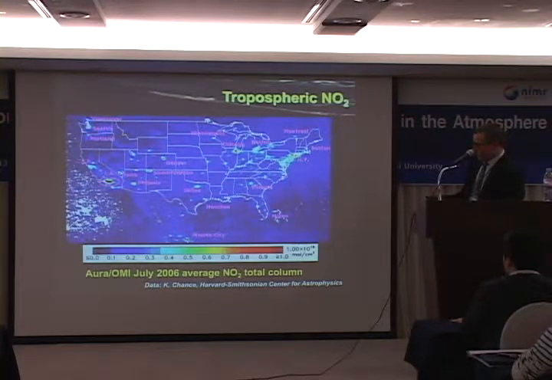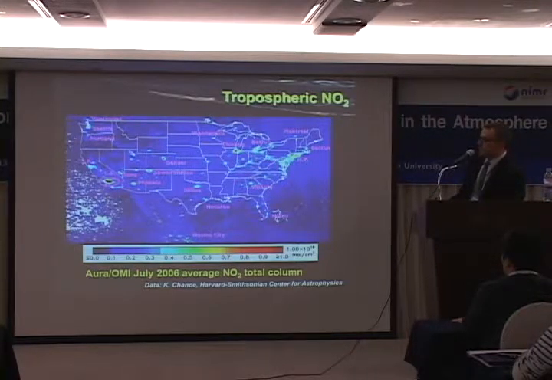Tropospheric NO2. This is an important gas. It's a precursor to the formation of ozone in the lowest part of the atmosphere. And it's a very short-lived gas. It has a lifetime of a few hours, and basically it doesn't really get out of the lowest part of the atmosphere, the planetary boundary layer.